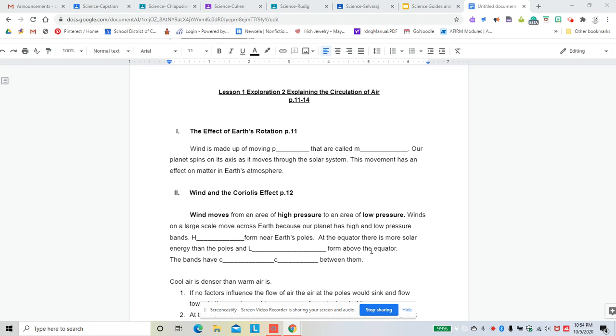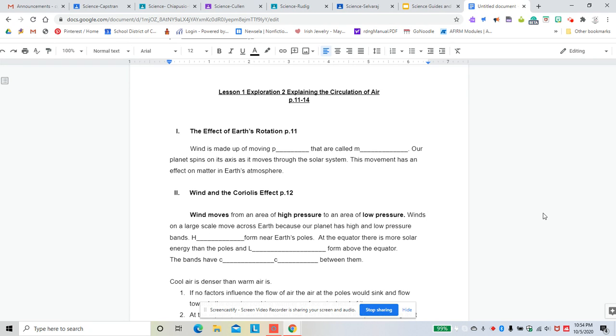Okay, the second important point in this lesson is wind and the Coriolis effect. Very important. The biggest thing of this whole chapter is being able to tell me what the Coriolis effect is. Wind moves from an area of high pressure to an area of low pressure. Wind on a large scale moves across the Earth because our planet has high and low pressure bands.